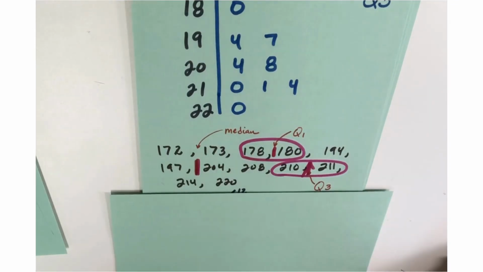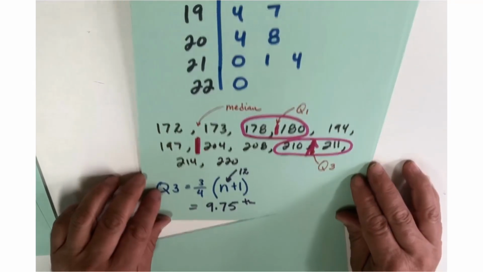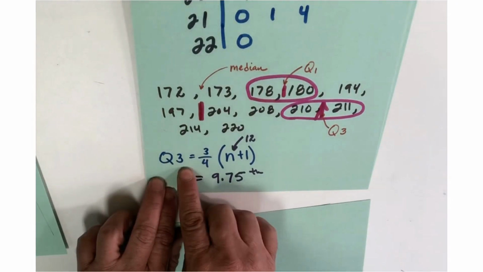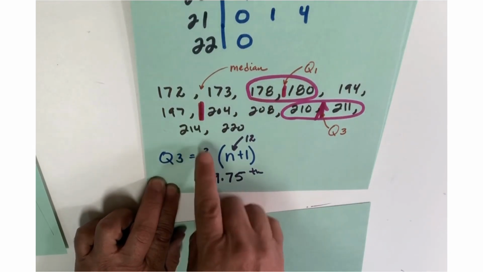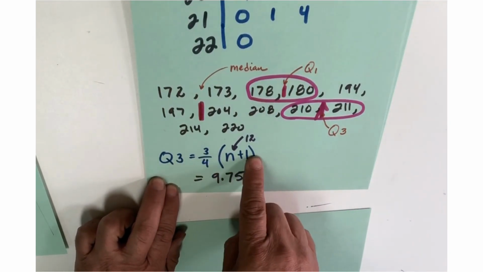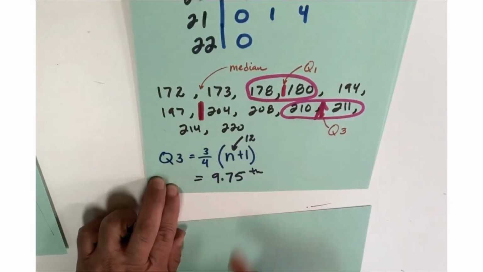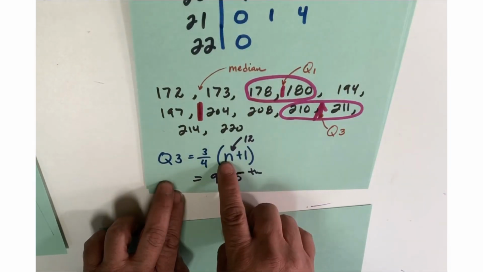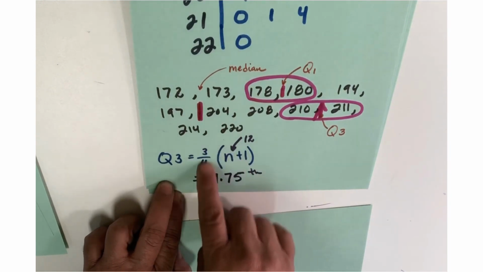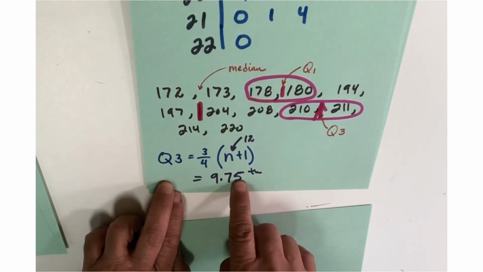There is another method if you don't want to write down all the numbers. And that is for you to use the formula that was given to you. The formula that was given to you was Q3 is 3/4, Q1 is 1/4 of n plus 1. So all you got to do is count the amount of numbers up here or down here. And you'll see that there's 12 numbers. 12 plus 1 is 13 times 3 divided by 4 is 9.75.